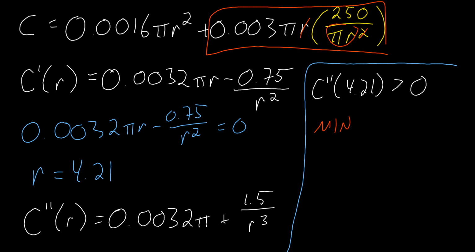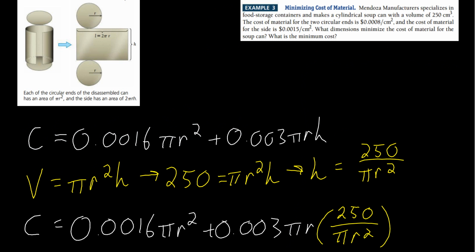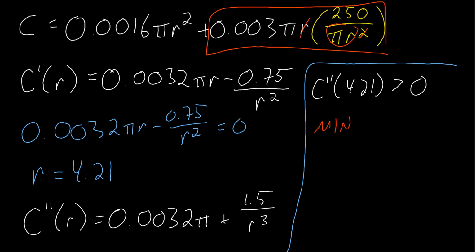Oh, I think it actually wanted the coordinate too, didn't it? Well, no, just say the minimum cost. So our minimum cost would be in the cost formula. So let's go ahead and finish this up. Our cost formula is now going to be C of 4.21. All right, well, what is C of 4.21?